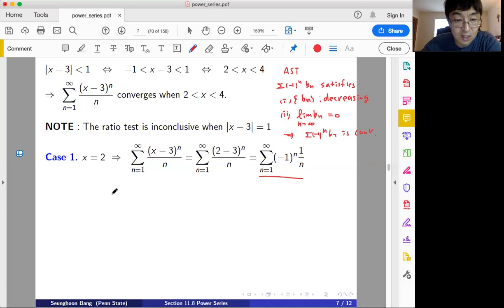So here, what is B_n? B_n is only the positive part, 1 over n. This 1 over n is B_n. You can check the first condition: the sequence B_n is decreasing. Very clear, because 1 over 1, 1 over 2, 1 over 3, the numbers are less, less, less. This is decreasing.